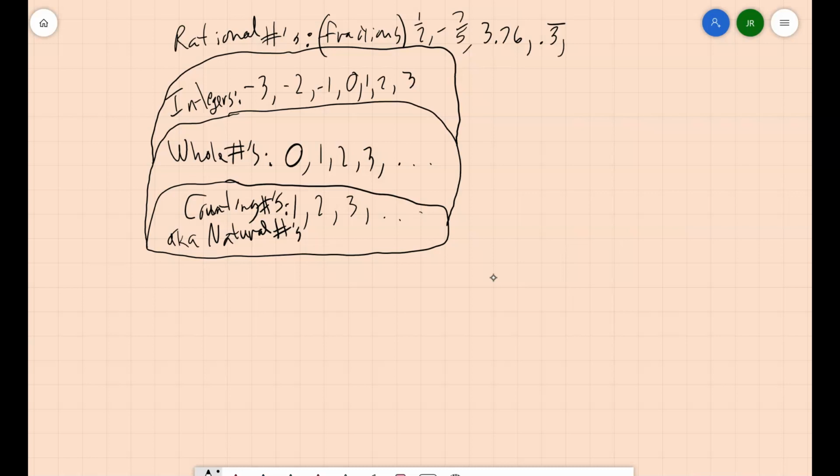It also includes the whole numbers that came before it, because if you have a whole number like 2, you can always put it over 1 and it becomes a fraction. So anything that can be written as a fraction fits into the category of the rational numbers. So it includes all the numbers that came before it. But it also includes the numbers between the numbers, or at least some of them.